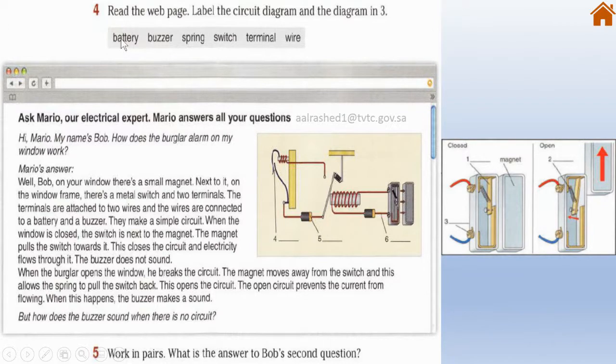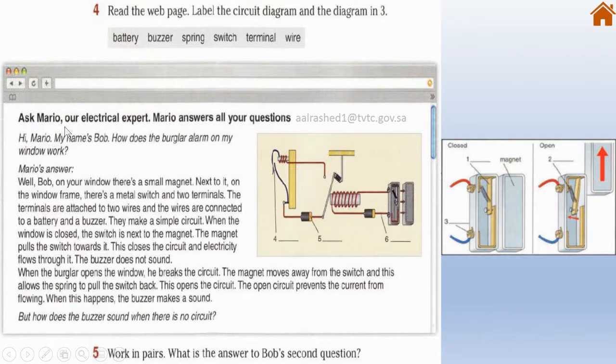So we need to match these words. We have battery, buzzer, spring, switch, terminal, wire. We need to match them in this picture or diagram. In order to do so, we need to read before going through these, because through reading we can understand how this device works.